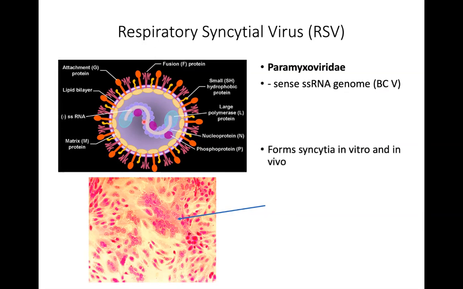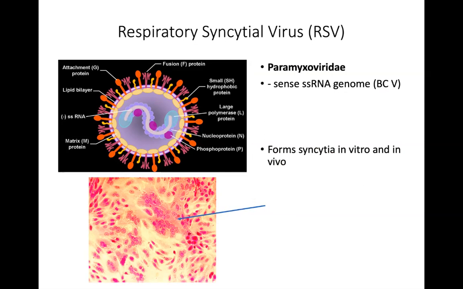So its name comes from its ability to form syncytia, both in vitro, so in cell culture in the lab, as well as in vivo during the body. So syncytia are a form of CPE where membranes of neighboring cells fuse together because they're expressing these fusion proteins from the virus. And as they fuse together, they make these giant multinucleated cells.